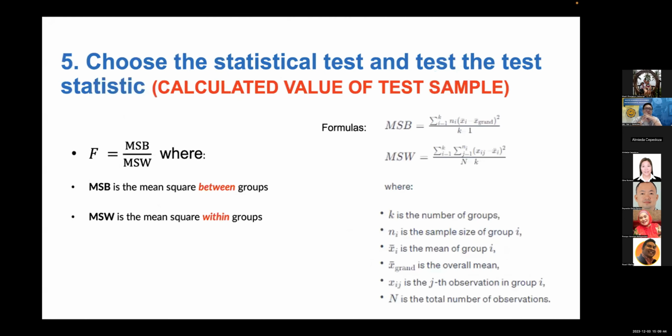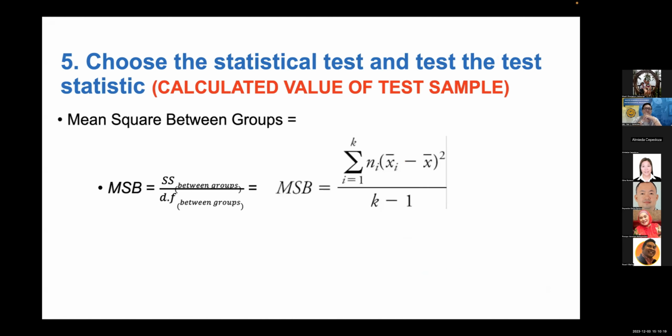So since we were able to get it now, we can proceed to the next step, which is to choose the statistical test and get the calculated value for the test statistic. We have a lot of formulas here, just to get the F value, where we need to compute MSB, or the mean square between groups, and MSW, which is the mean square within groups. The formulas are here.